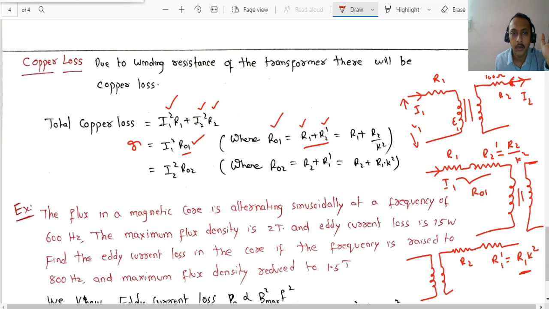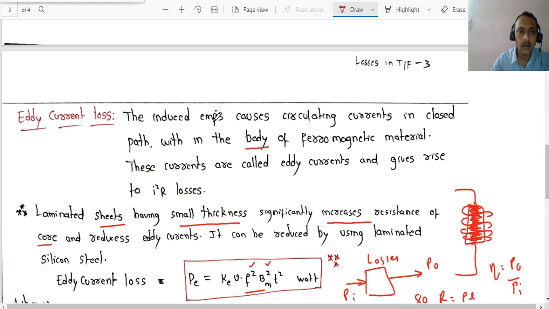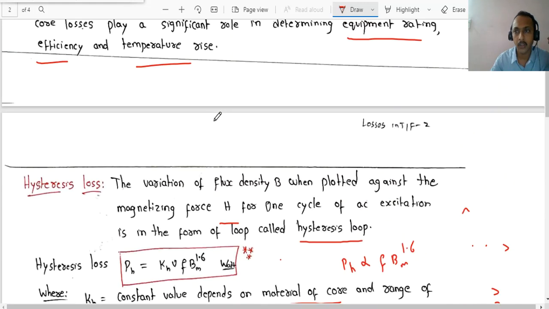Clear? Good. Now, if you want to express it in terms of secondary side current, then I2 square R02. R02 is the effective or equivalent resistance referred to secondary, and its value equals R2 plus R1 dash, which equals R2 plus R1 K square. So these are all the important formulas with respect to the copper loss, eddy current loss and hysteresis loss.